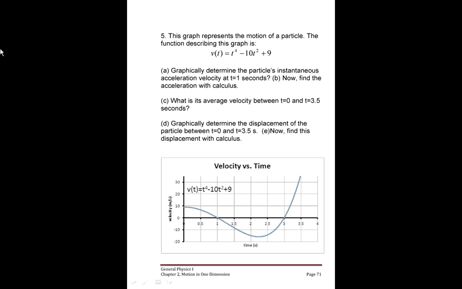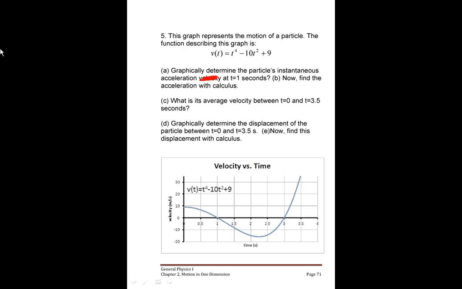All right, this graph represents the motion of a particle. The function describing this graph is this. Graphically determine the particle's instantaneous acceleration at t equal 1 seconds. All right, I had a typo here. It should be the acceleration, not the velocity, at t equal 1 seconds.